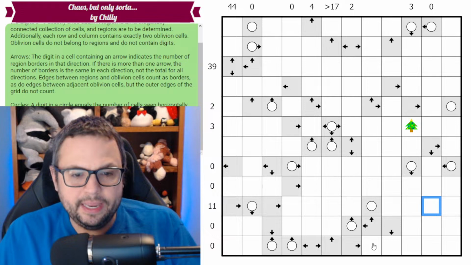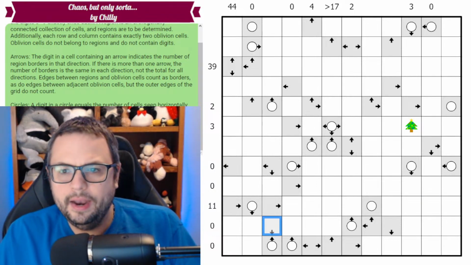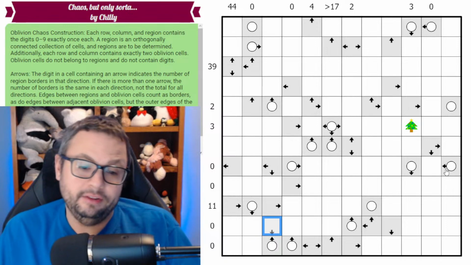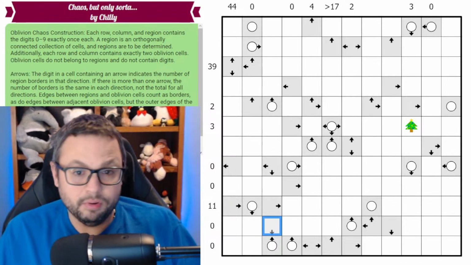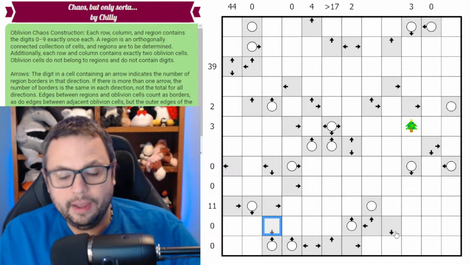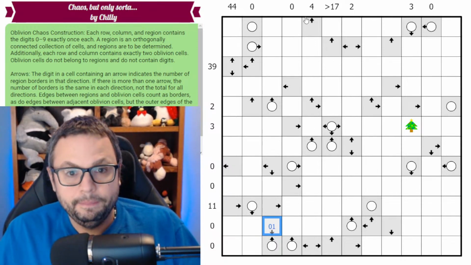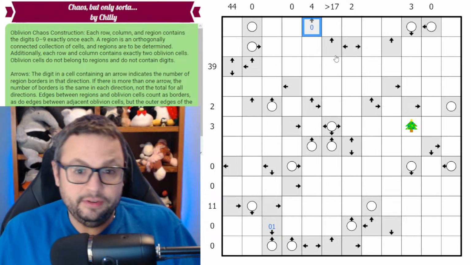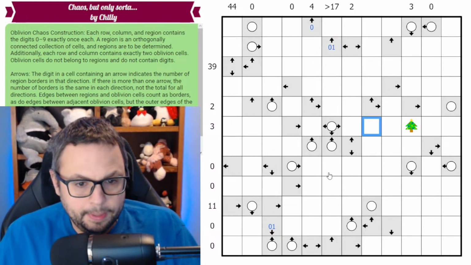So I think there's a few given ones. Like I think this is a given one. No, wait, sorry, it's digits 0 through 9. So this is not a given one. This could be a 0. This is a 0 or a 1. Oh, I think this is a given 0. This is a 0 or a 1.